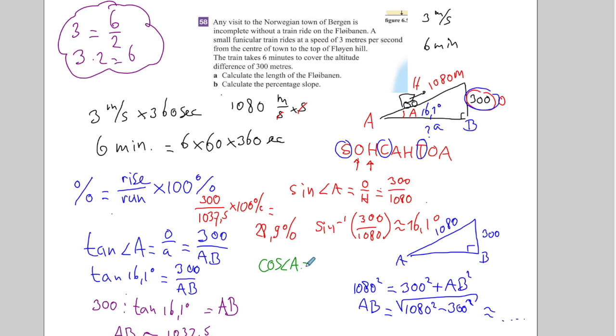I could do the same as well, but then using the cosine of angle A, which is adjacent divided by my hypotenuse. So cosine 16.1 degrees equals adjacent divided by my hypotenuse, which is 1080. Let's go over and take a look. So 1080 times cosine 16.1 degrees. I will find out that it's once again 1037.7. This one I can use as well in this calculation.